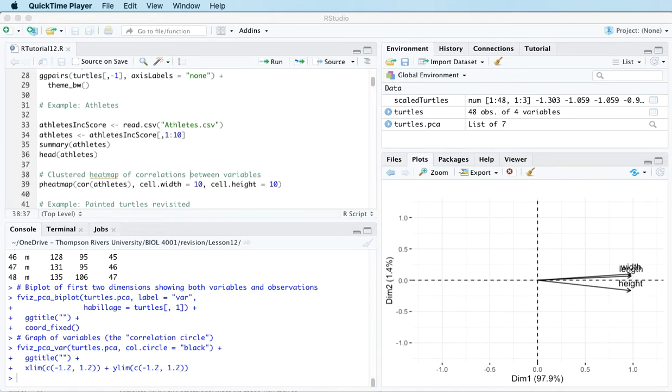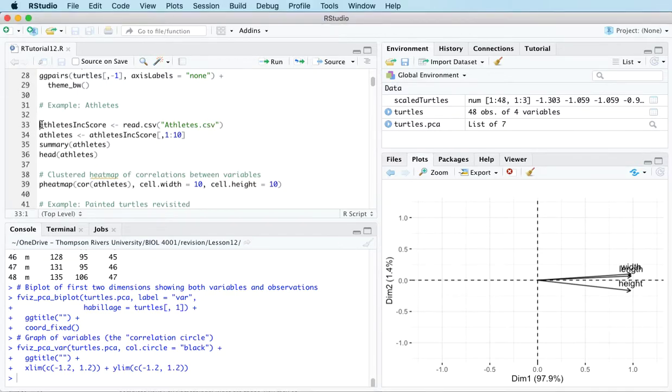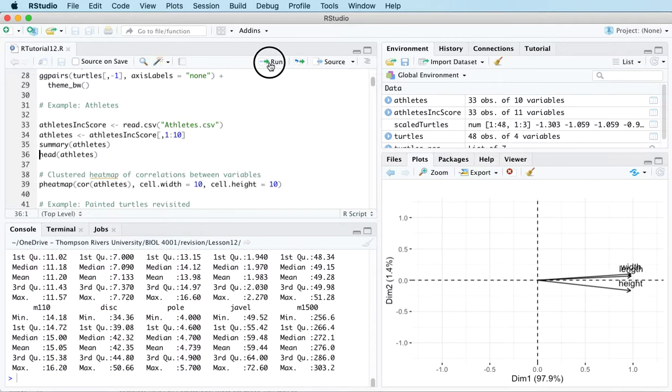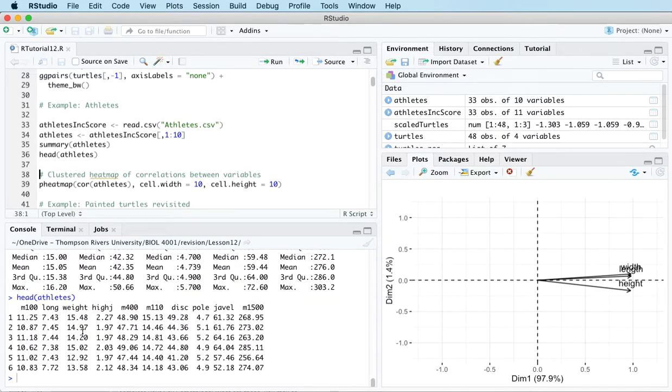In the last video, we looked at a fairly simple example of a principal components analysis to reduce the dimensionality of a data set. We're going to follow that up in this video with a principal components analysis of a slightly more complicated data set. This data set is data on 33 athletes competing in the decathlon.